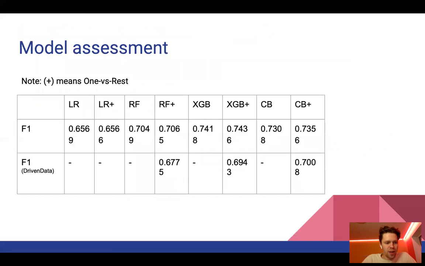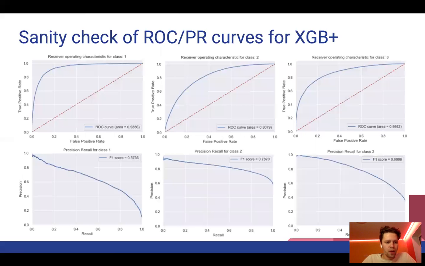Here, we make a table to compare the models. As it's shown on the figure, the XGB model implemented with the one-vs-rest technique has the highest F1 score, which is 0.74 on our reserved test dataset. CatBoost has the highest score on the DrivenData test dataset, on the other hand. For many models, the F1 score increased when they applied the one-vs-rest classification method. As a sanity check, we provide these curves to ensure you that the models work decently.